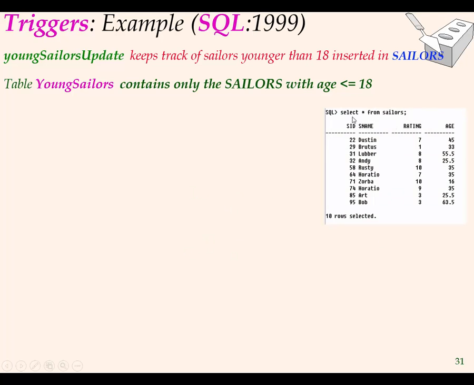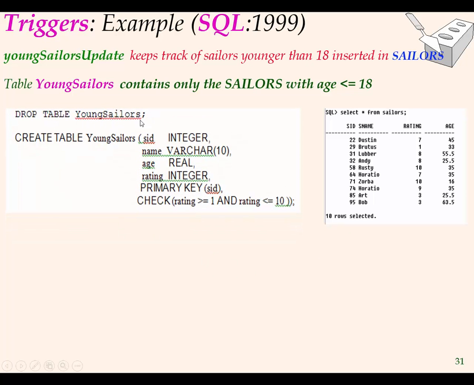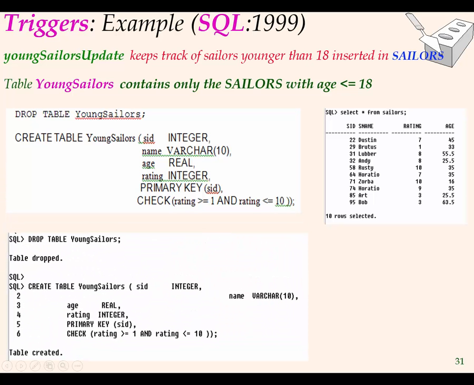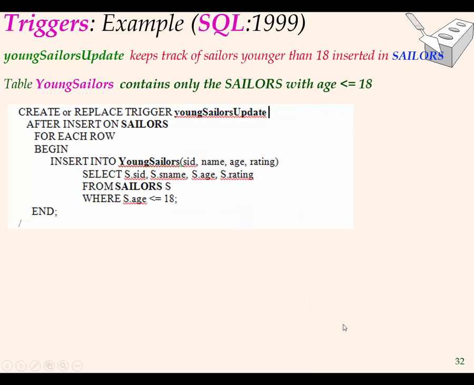So here are the sailors. So I select everything. These are the 10 rows in Sailors. So I'm going to create my Young Sailors table, the one that will only have the less than 18. It has the same schema as Sailors: SID, name, age, rating, primary key, and the rating. Okay, so this is the actual execution of the create table. And if I select everything from Young Sailors, it should say 0.